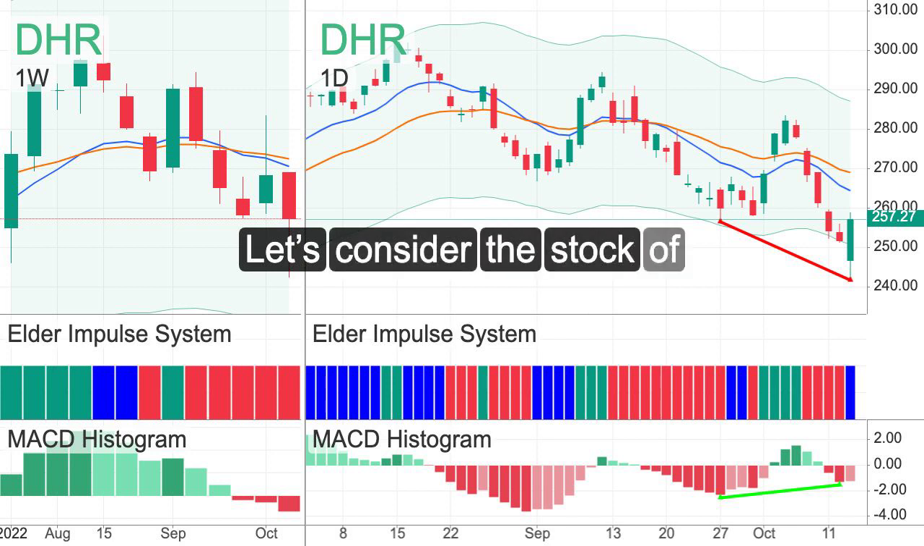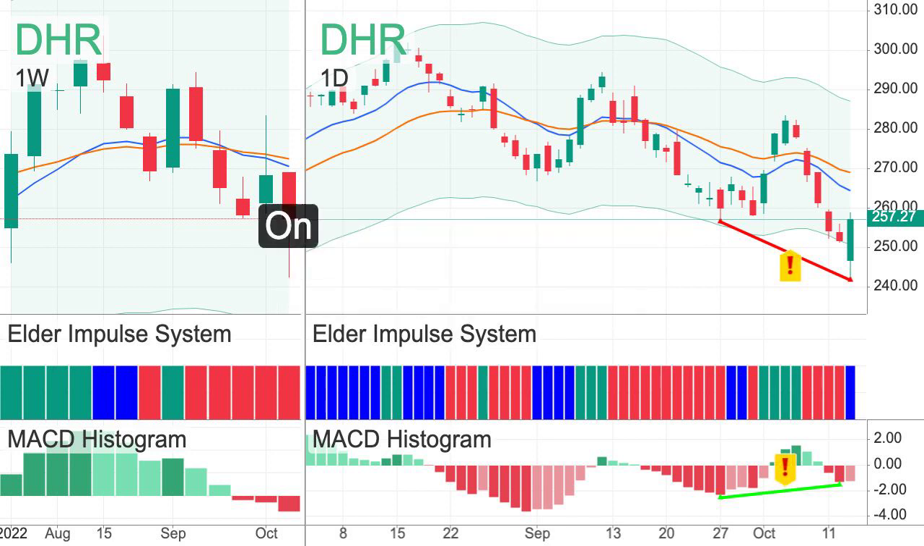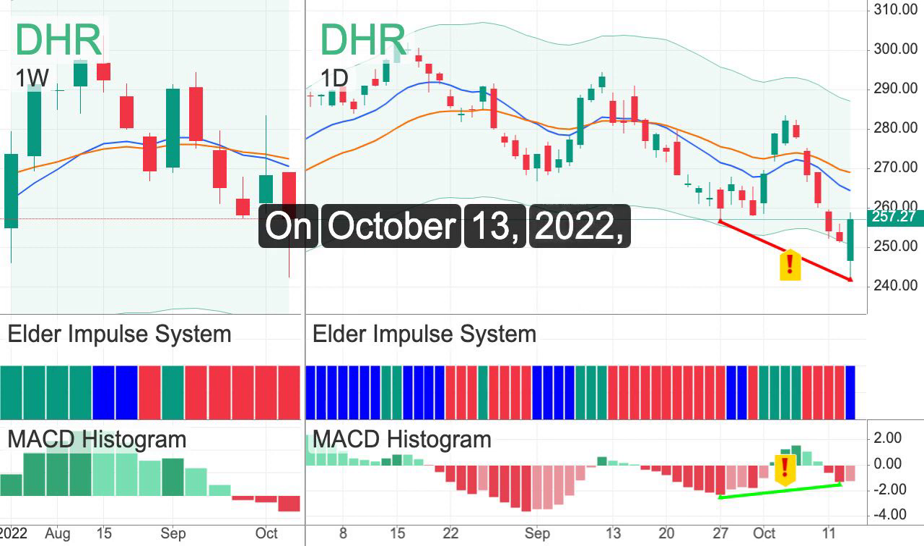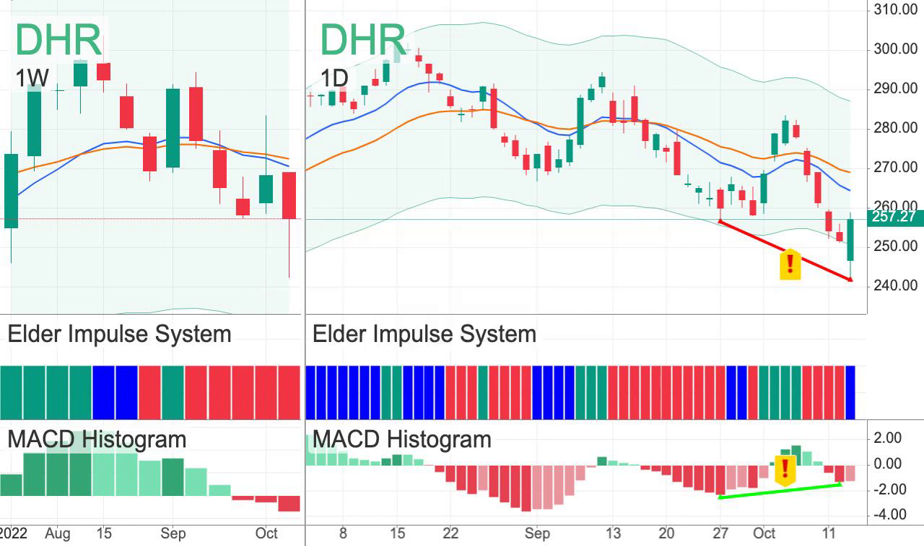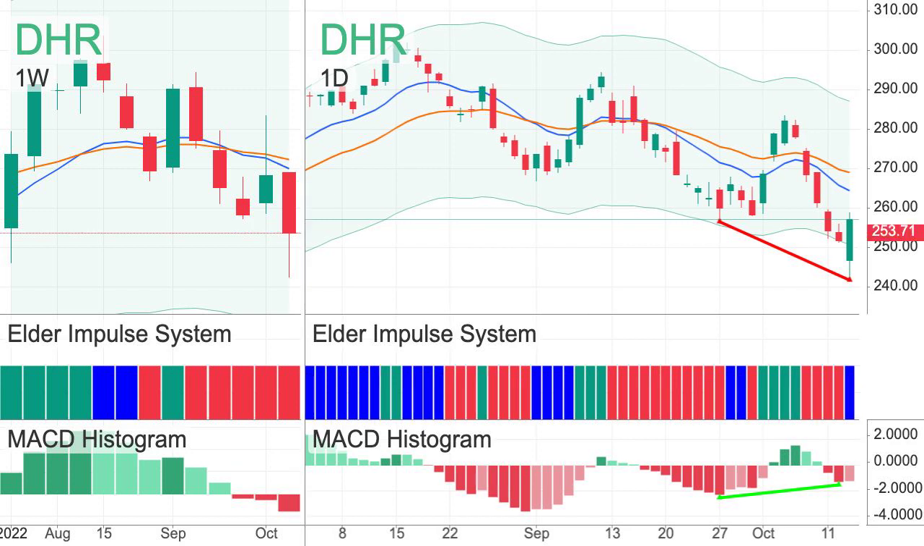Let's consider the stock of Danaher Corporation. On October 13, 2022, a bull divergence formed in a downtrend. This is a strong buy signal. There is a first light bar on the histogram. Are you ready to submit a buy order?